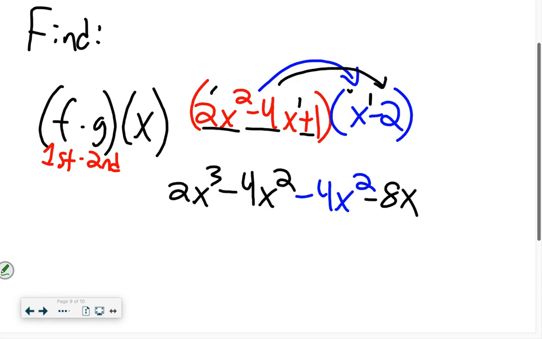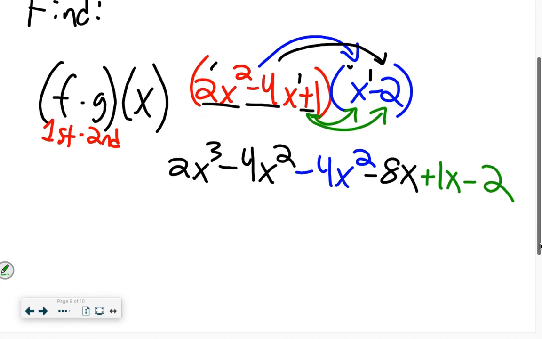And last but not least, you have to distribute this 1. So 1 times x is just 1x. 1 times negative 2 is minus 2. So we have this long list. Now we have to combine like terms to simplify it.